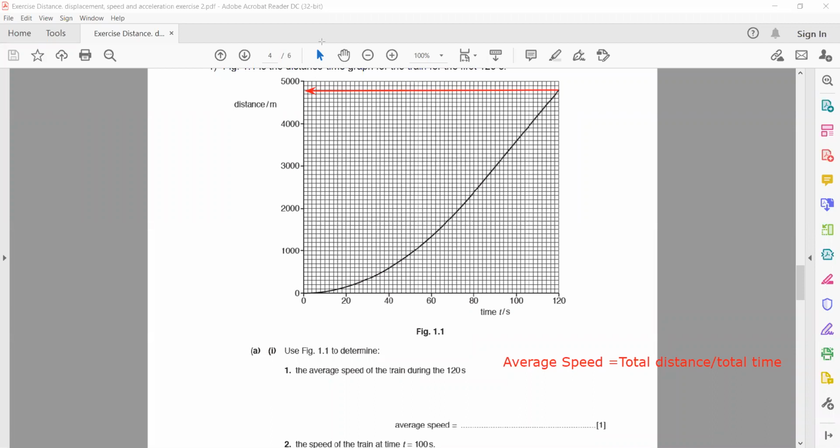Each box is representing 100. So this is 4,800 meter. And the total time is 120. So to get the average speed, 4,800 meter divided by total time, which is 120 seconds. So 4,800 divided by 120 is equal to 40 meter per second. Is it clear? First part, A1.